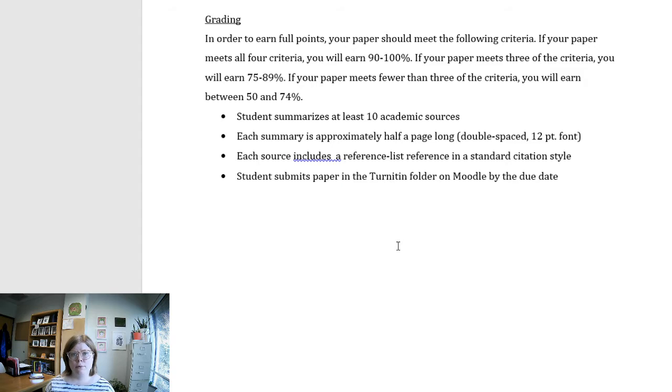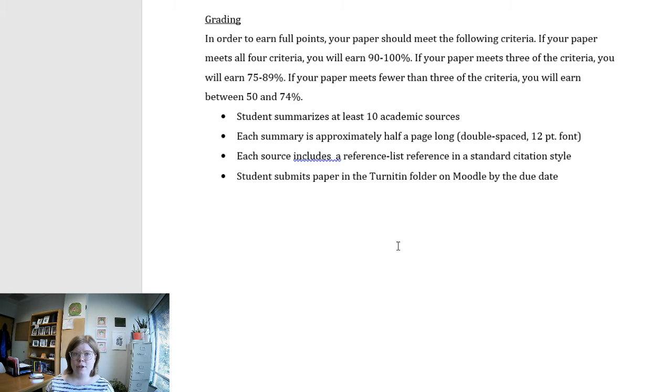If you do a really exceptional job and everything looks very complete, you'll make 100%. If you meet 3 of the criteria, you'll make a C plus to B grade. Again, there's some wiggle room depending on how well you do everything. And if you meet fewer than 3 of the criteria, you'll earn at least a 50 and up to a C. You won't earn a 0 as long as you turn everything in.